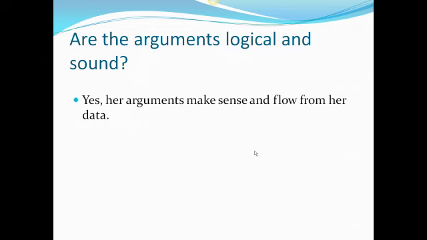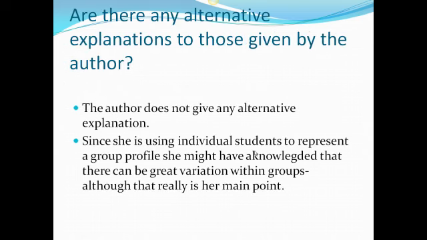Do the arguments sound logical, or are the arguments logical and sound? And yes, her arguments made sense. It flowed from her data. She presented a really good case. She used some really good headings. So very logical argument presentation.